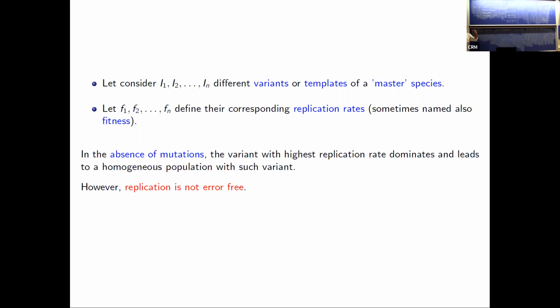And each one auto-replicates. Each one replicates itself, so it's an auto-catalytic action with a rate. The auto-replication rates are F1, F2, F3, up to Fn. The higher this value, the more frequently you replicate. So in some sense, you are better adapted to this system. It doesn't mean that you are stronger or faster or lighter; it is the one that has been best adapted to the medium in that moment. Sometimes we refer to this as fitness. This is the fitness of each replicator.